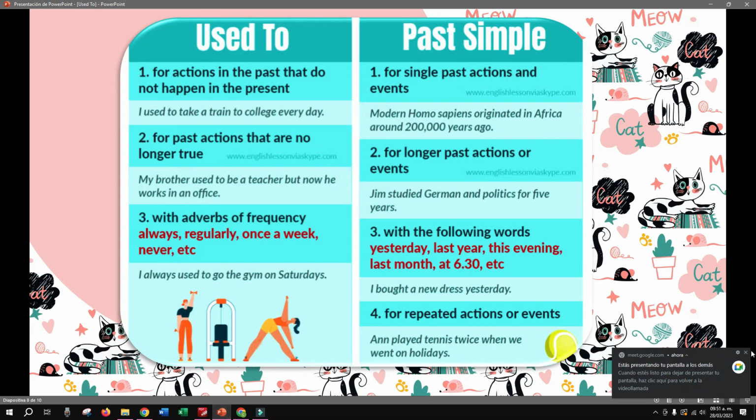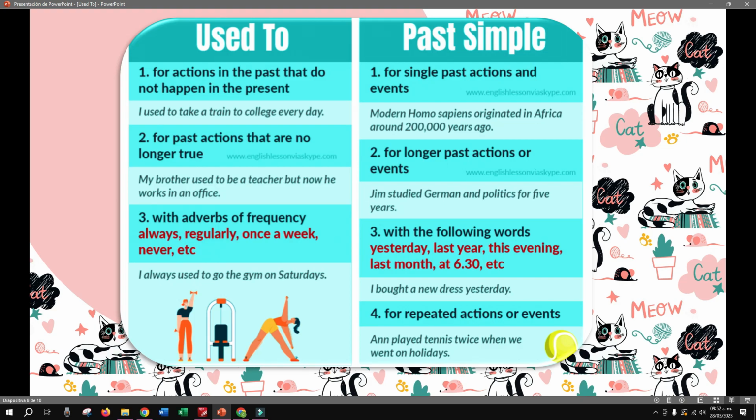Also, we have this. This is important, guys. "Used to" for actions in the past that do not happen in the present. That will be like the first thing in the way we're going to use "used to," right? I used to take a train to college every day, right? I used to do that, but now maybe we are not doing the same thing, right? So that is an action that happened regularly in the past, but it's no longer happening in the present, right?